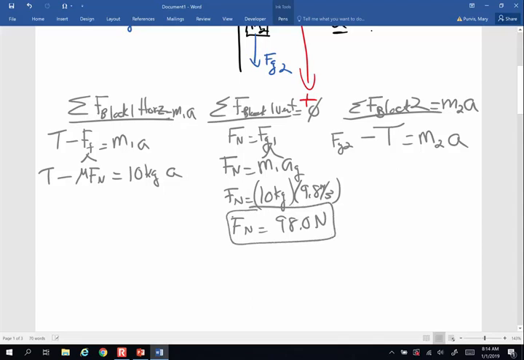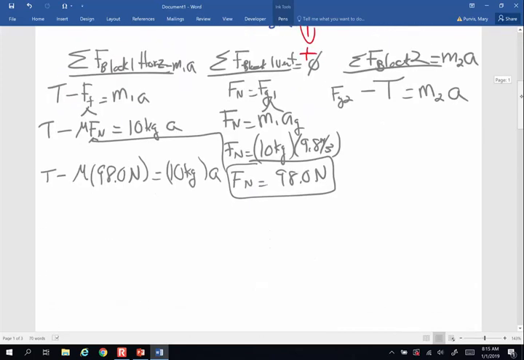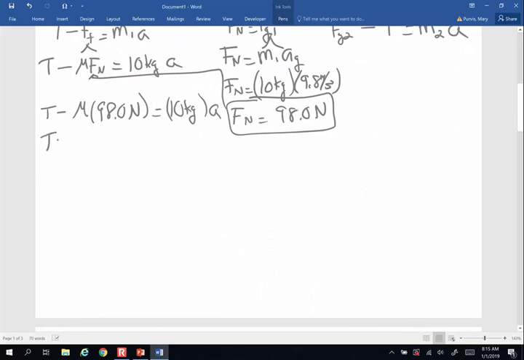Now that I have normal force, I'm going to take that, put it back into that equation right there. So tension minus mu, normal force, 98 newtons, is going to equal 10 kilograms times A. Here I had an equation with 1, 2, 3, 4 unknowns. Now I've cut it down to 1, 2, 3 unknowns. Oh, wait a minute. I don't have another unknown. I know my coefficient of friction, don't I? 0.4. I was nervous. I had too many unknowns.